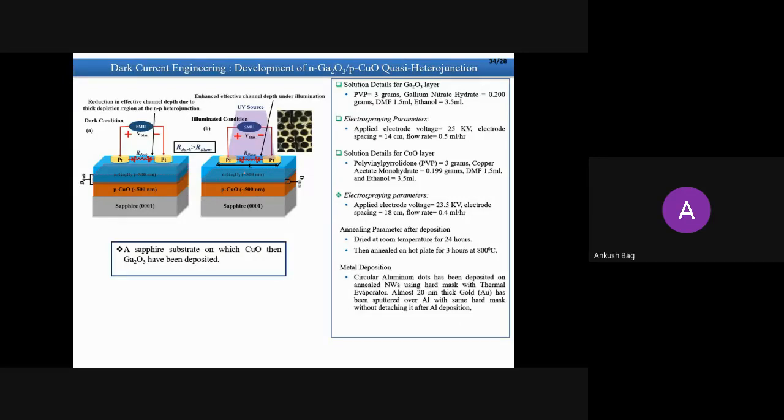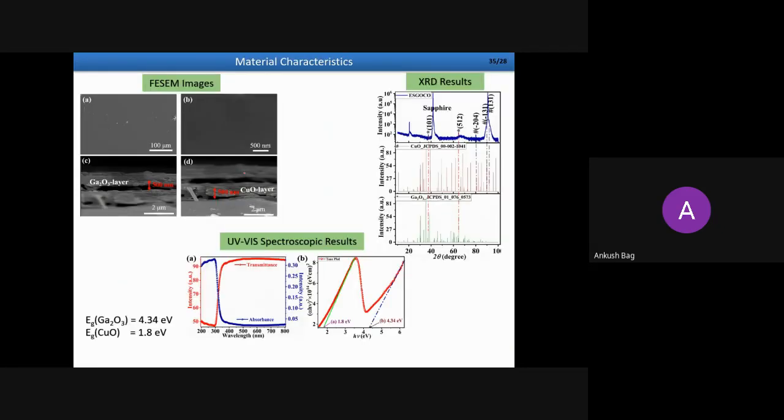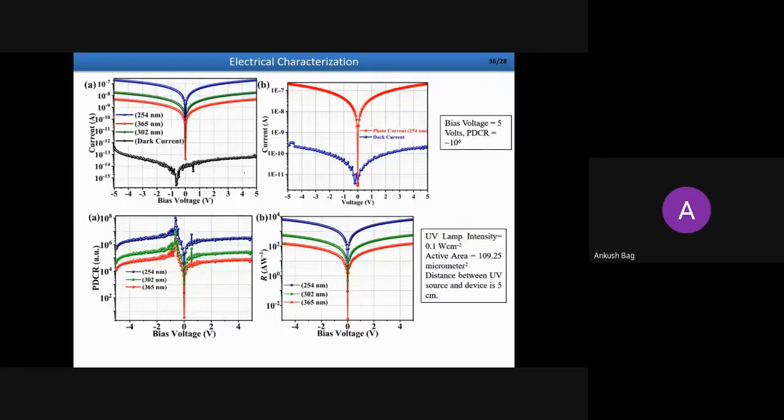So see how, by incorporating this PN junction, we could lower the dark current and get the higher photocurrent. After doing this work, we were very happy to see this effect. After developing this material, these are again material development results using XRD, FESEM, and the same UV visible spectroscopy.